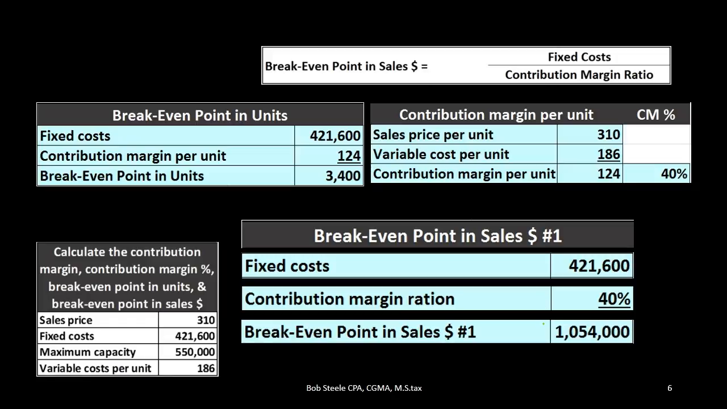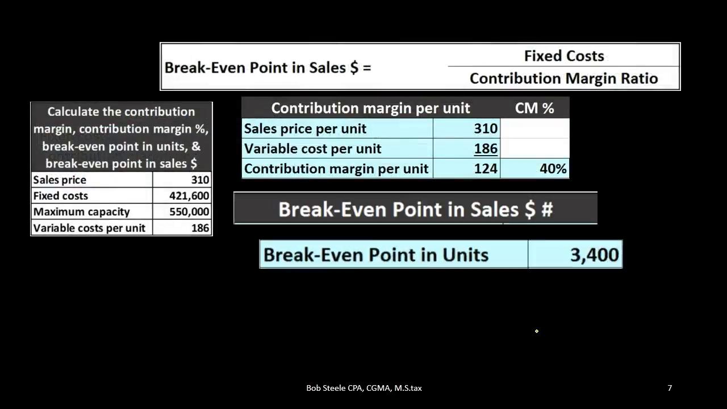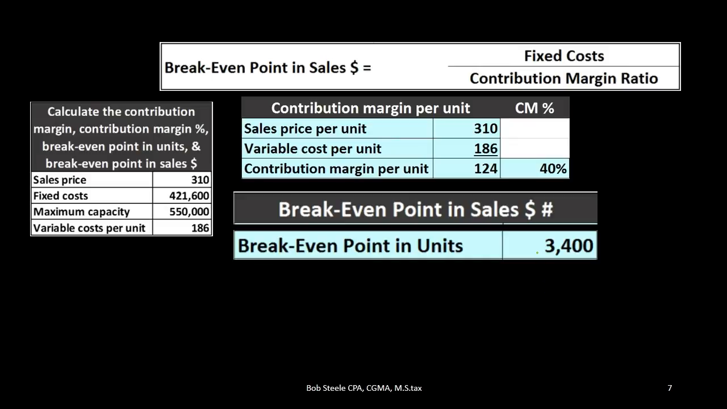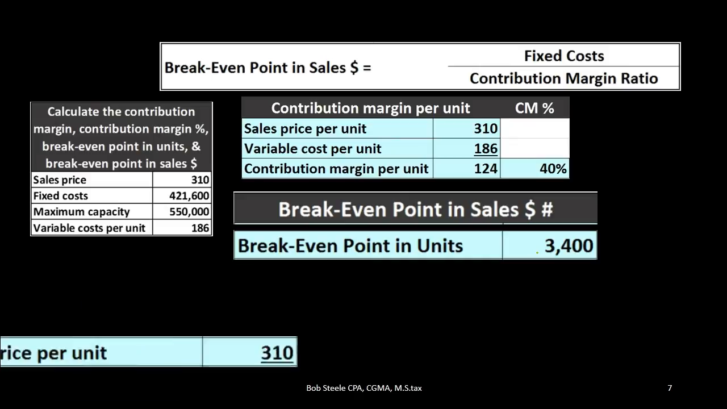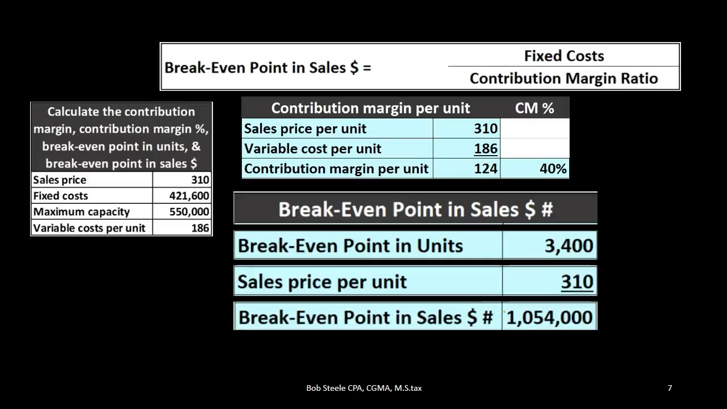In this case, 1,054,000. This is really the formula you want to know and memorize, but we can also think of it after calculating the prior break-even point, that we could take the break-even point in terms of units. That's how many units we need to produce in order to break even, and multiply that times the sales price, and that would also give us that same 1,054,000, the break-even point in terms of sales dollars.